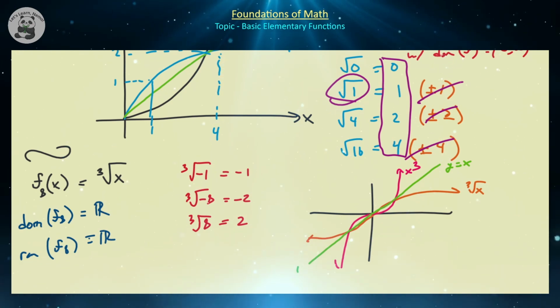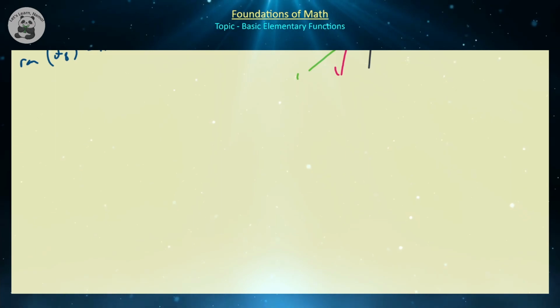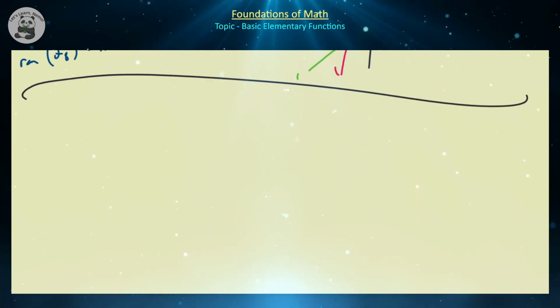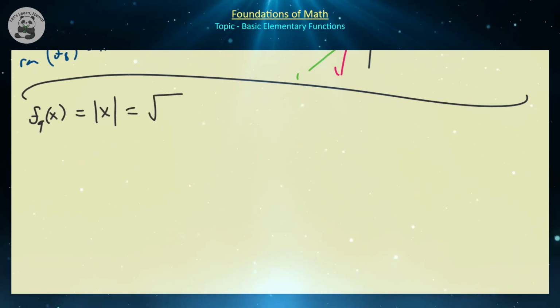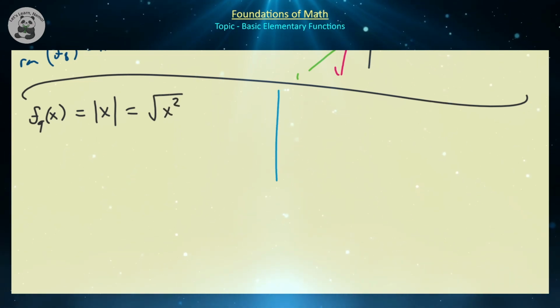So now let us turn to another type of function that's sort of related to the square root and square functions. Let's call this f9. And this is going to be the absolute value function, which is defined to be the square root of the square of x. If you're familiar with this graph, the absolute value just represents the distance a number is from 0 on the real number line.